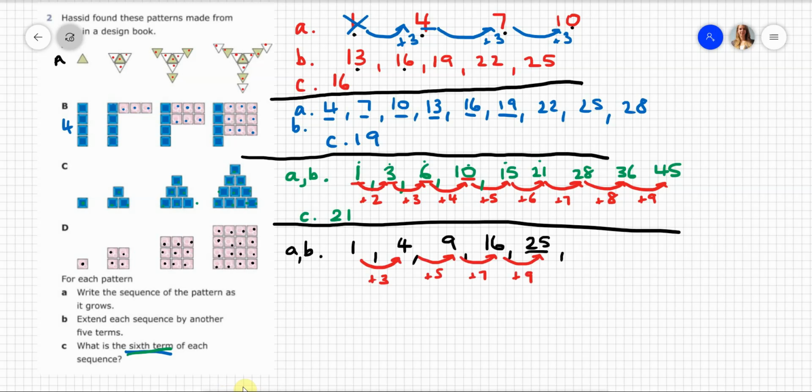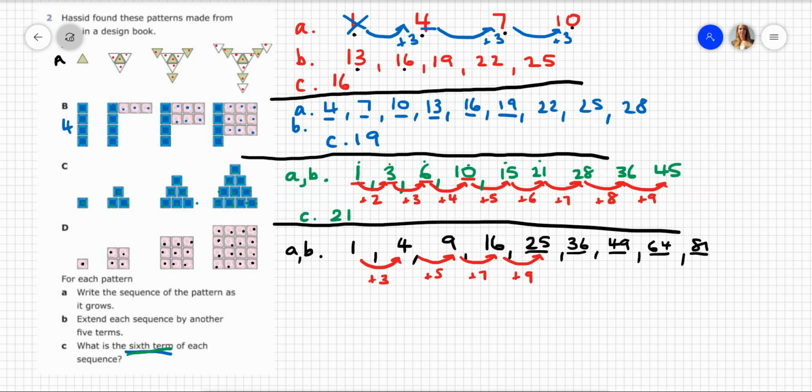But they're also a particular type of number. Can you see what type of numbers these are? Well done if you said square numbers. So the next one would be 36. The next one would be 49, 64, 81.